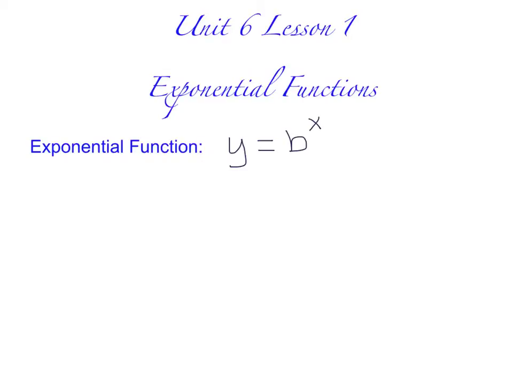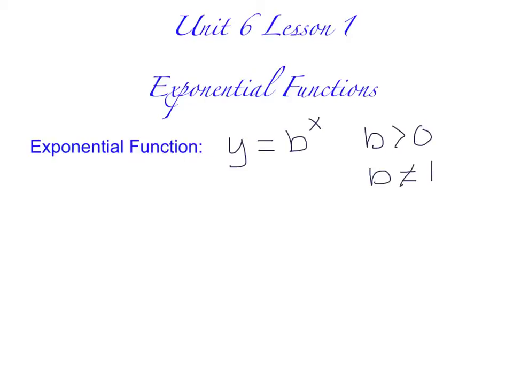So in the last chapter we did a bunch of things with squaring and a few other powers where the power was a number and the variable was the base. But now we have the base as a number and the exponent is the variable. And this only works if b is greater than 0 but not equal to 1.